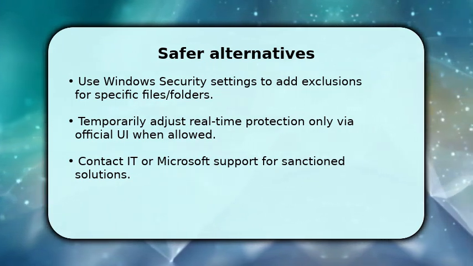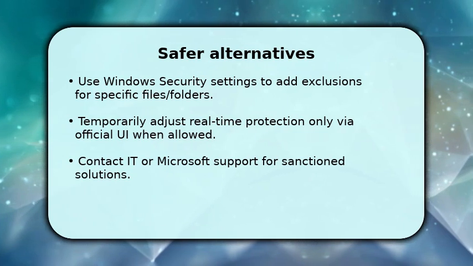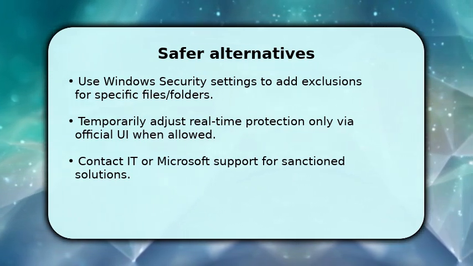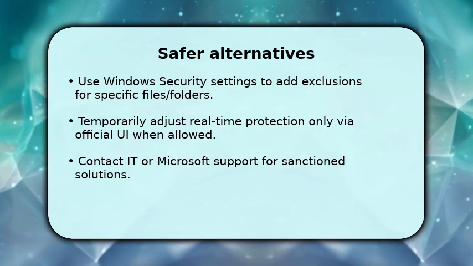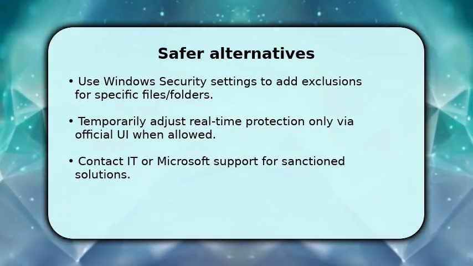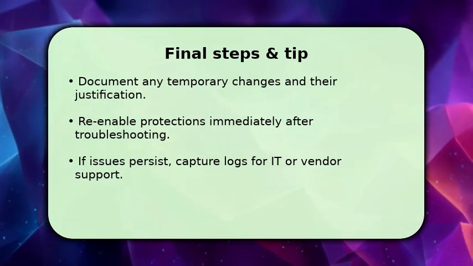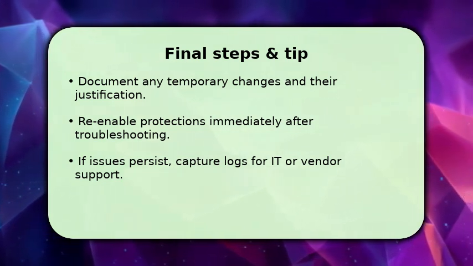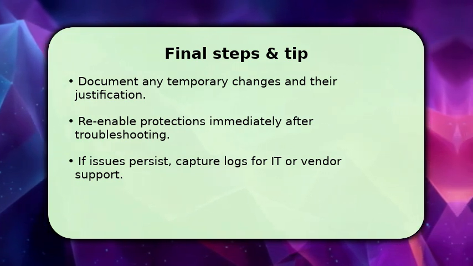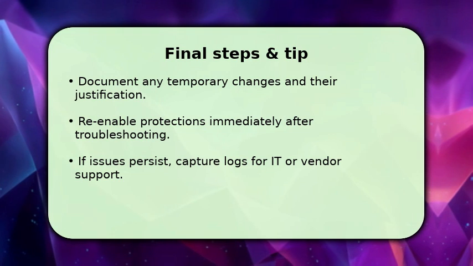If you need a permanent change for a business system, request a formal exception through your IT team or open a support ticket with Microsoft so changes are logged and approved. Complete any troubleshooting by restoring full protections and documenting what you changed and why. Make sure to re-enable real-time scanning and scheduled scans and remove temporary exclusions when finished.